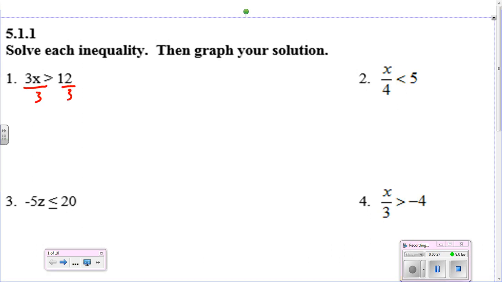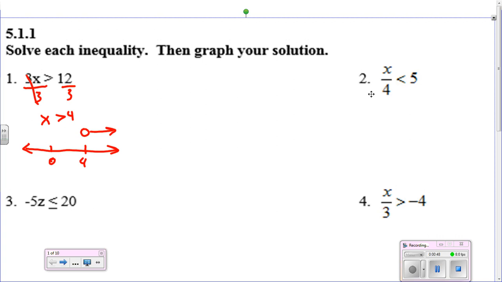Alright, first thing you have to do for number 1 is divide by 3. Divide both sides by 3. Those cancel out. You get x is greater than 4. And you can do your cheater number line. 0 up to 4. It's going to be an open circle, and you shade above.